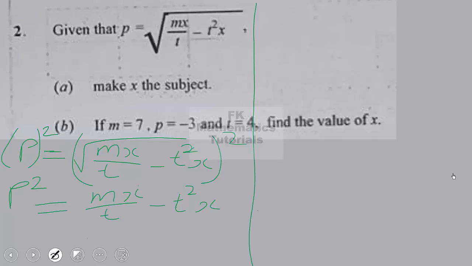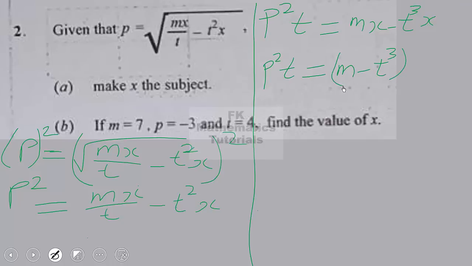So when we multiply through by t, we get b squared t will be equal to, so the t will cancel the denominator for this one, and we get mx then minus t cube x. So we factor x on the right hand side, so we get b squared t is equal to m minus t cube into bracket x.